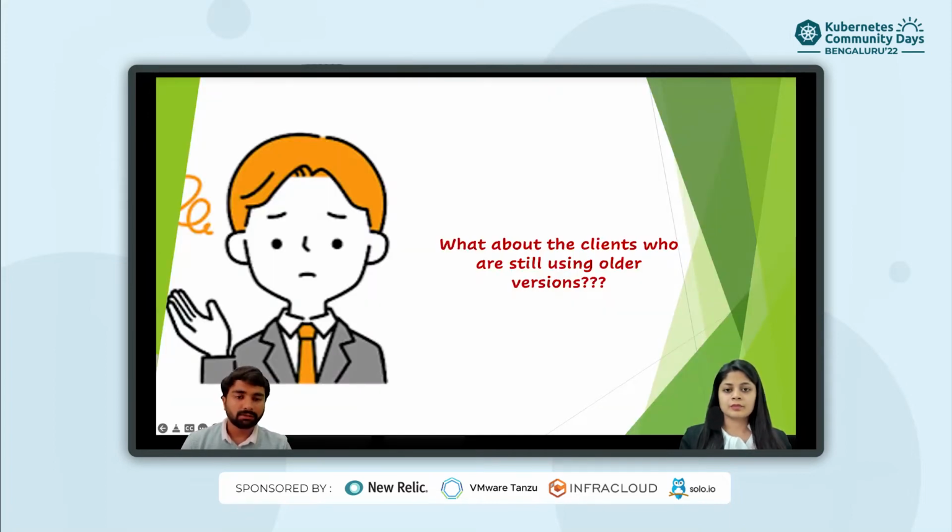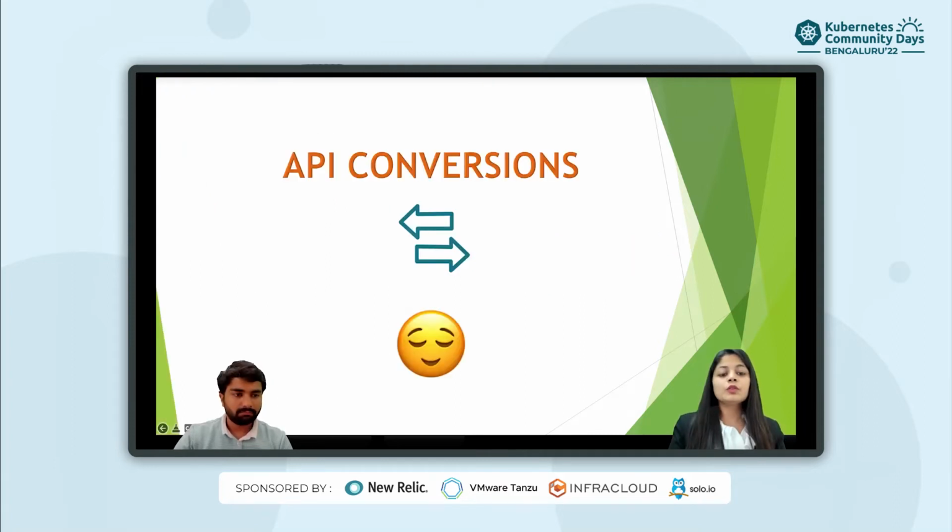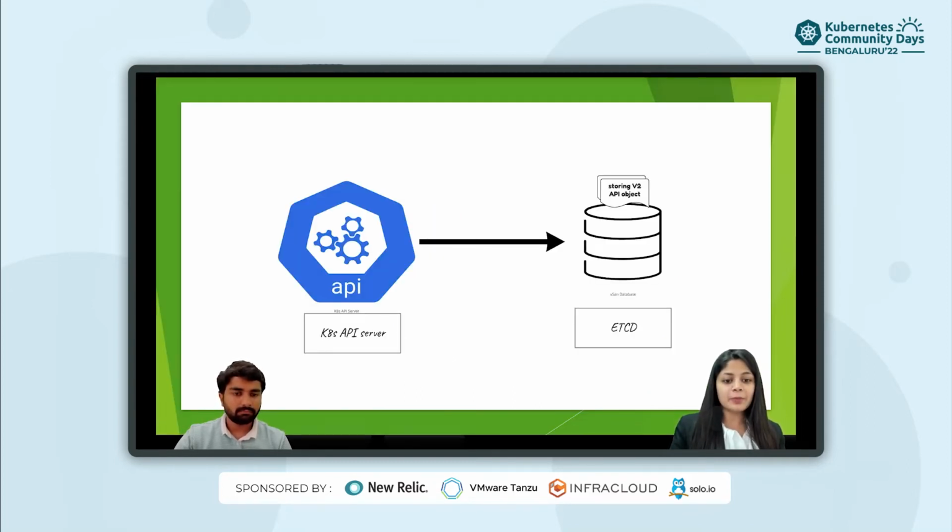So, if the cluster has upgraded to the latest version, then what will happen to the clients who are querying the API server and still have the old version? To solve this issue, we have API conversions to the rescue. Let's understand this with an example.